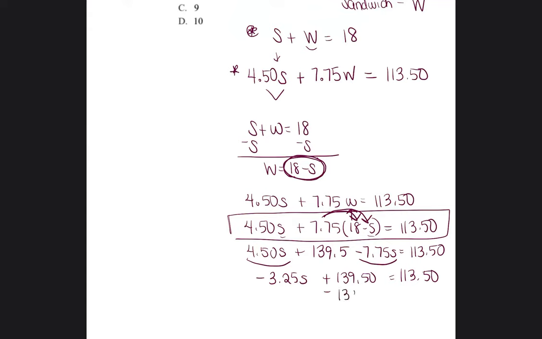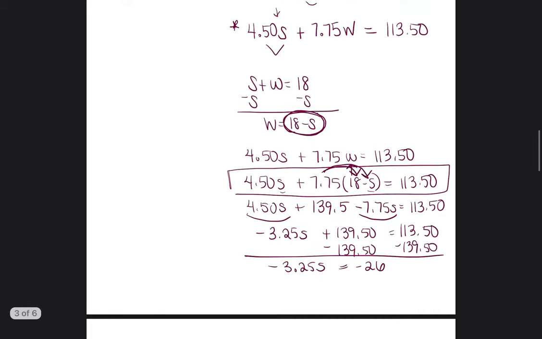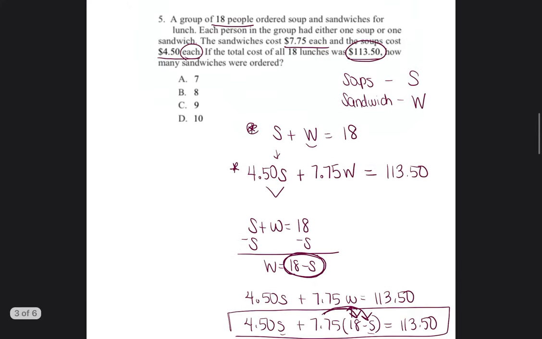I'm going to subtract 139.50 from both sides. I'm going to have negative 3.25S is equal to negative 26. I'm going to solve for S by dividing both sides by negative 3.25. And I have S is equal to 8. So again, we have how many people ordered soups? 8 people ordered soups. So I'm going to go back up to what I already determined as my variables, and I'm going to write soups are 8. 8 people ordered soups.